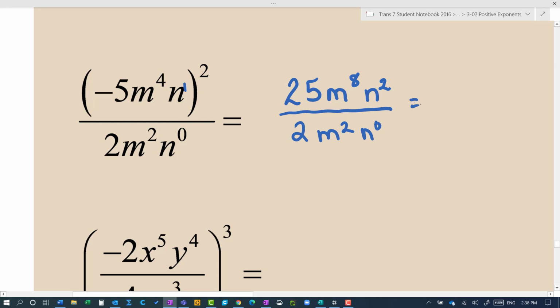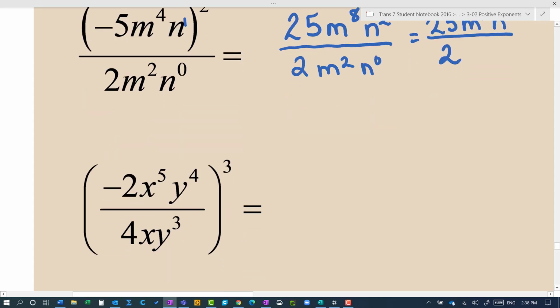Now we're going to simplify. So 25 and 2 cannot be simplified, so we leave the 25 and the 2. M to the 8th divided by m squared, we're going to subtract the exponents, so we end up with m to the 6th, because 8 minus 2 is 6. You always subtract numerator minus denominator with the exponents. And then we end up with n squared, because 2 minus 0 is 2. And that's the answer to your problem.